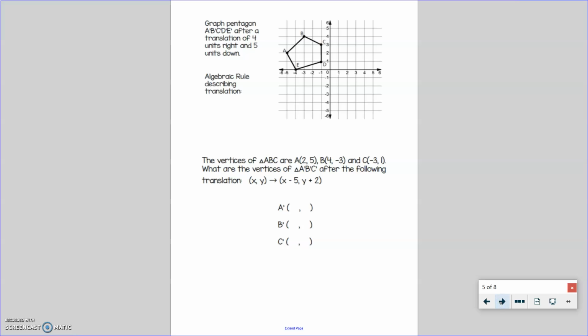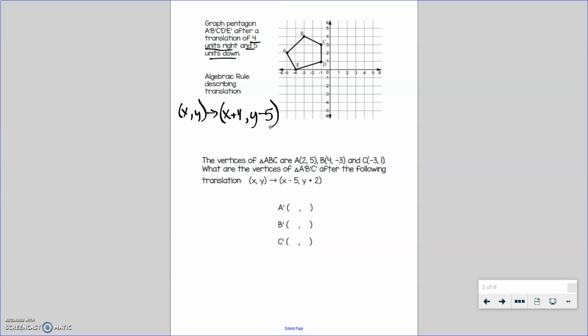It says graph a pentagon A prime, B prime, C prime, D prime after a translation of 4 units right and 5 units down. So first we're going to write our algebraic rule that's going to help us out. So I have x comma y translates into, so my x value, if I'm going to the right, I am adding 4, okay? And then y minus 5, because I'm going down.